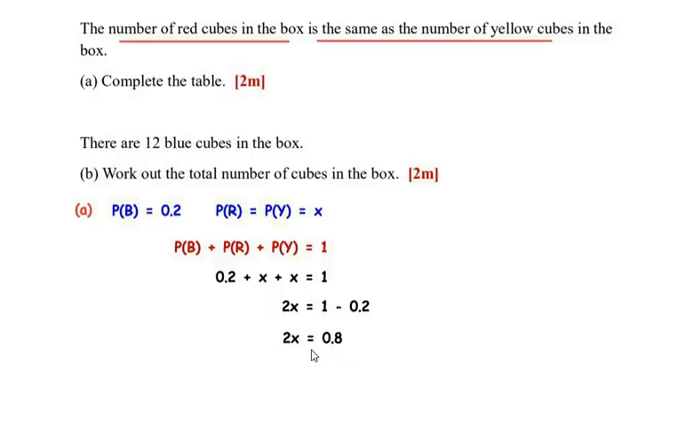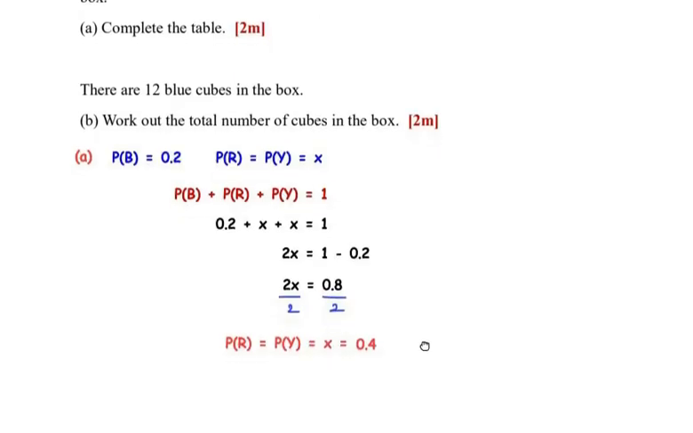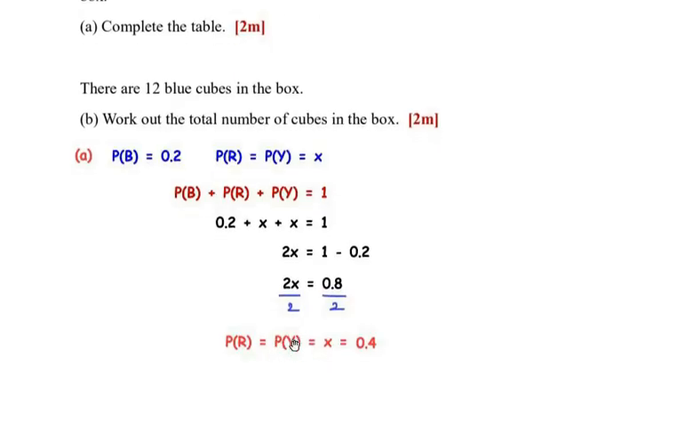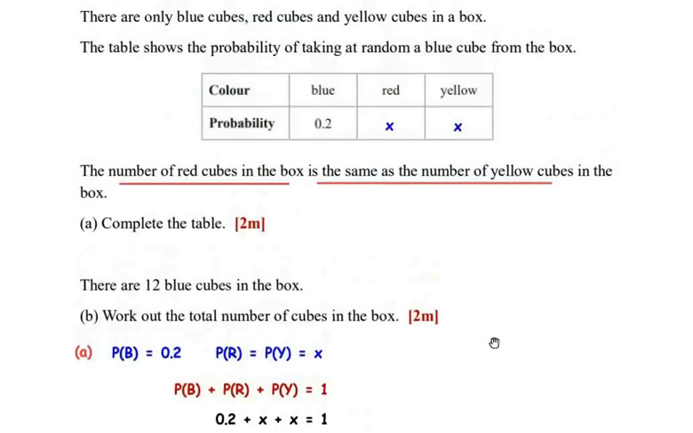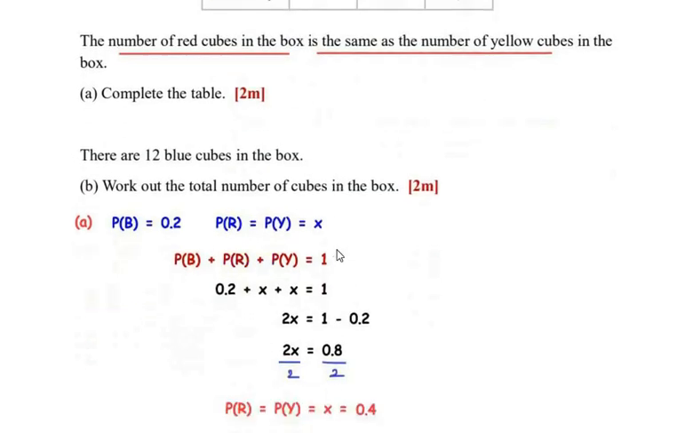Now let us divide both the sides of the equal to sign by 2. So we get the value of x, that is the probability of getting a red colored and yellow colored cube, as 0.4. So let us write in the table now, that is 0.4 and 0.4. So this is the answer for part A of this question. Now let us look at part B.